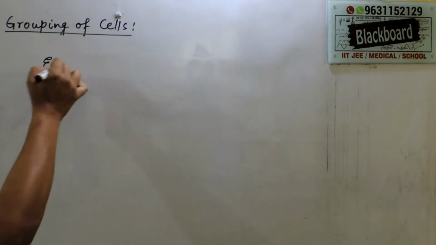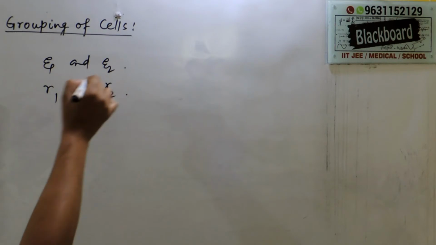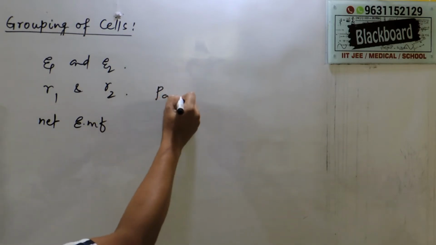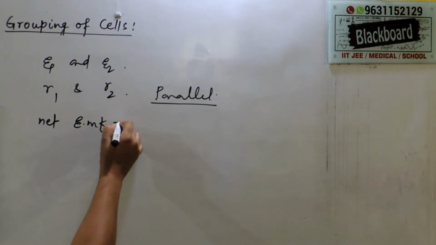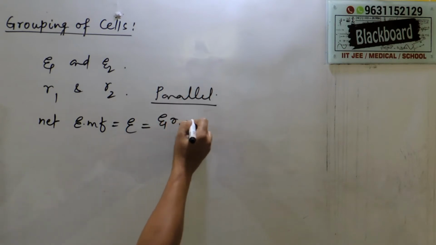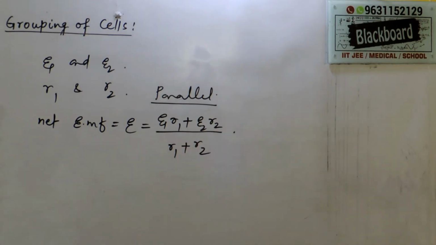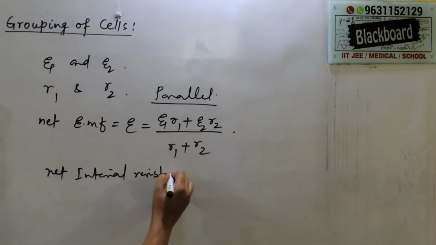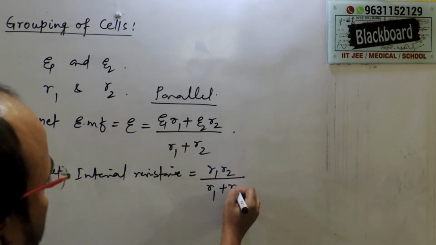If two cells having EMF E1 and E2 and internal resistance R1 and R2 are connected in parallel, that means the cells are arranged in a parallel way, then the net EMF is E equals E1 R2 plus E2 R1 divided by R1 plus R2, and the net internal resistance is equal to R1 into R2 divided by R1 plus R2.